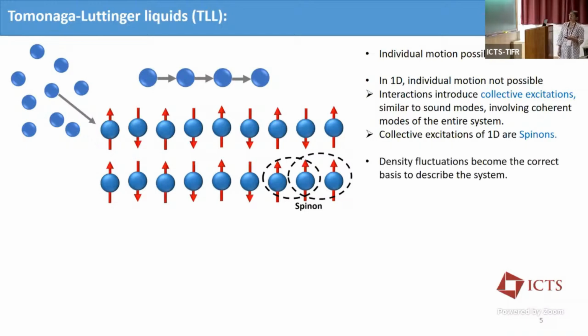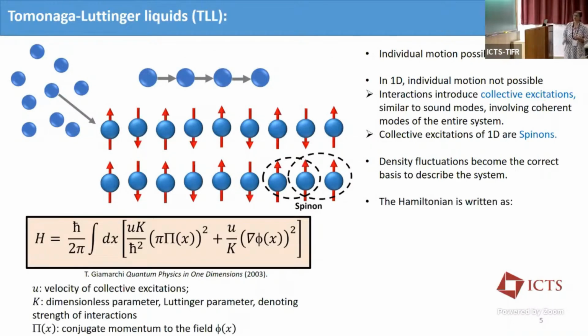Okay. So there are huge quantum mechanical fluctuations in 1 dimension, and therefore this becomes the correct basis to describe the system. And the Hamiltonian for such a one-dimensional interacting system is represented by this. What you see here is the Hamiltonian written in terms of 2 parameters. u is the velocity of the collective excitations, so this is the velocity of the spinons that get generated in the system. K is a dimensionless parameter called the Luttinger parameter, and it denotes the strength of interactions.